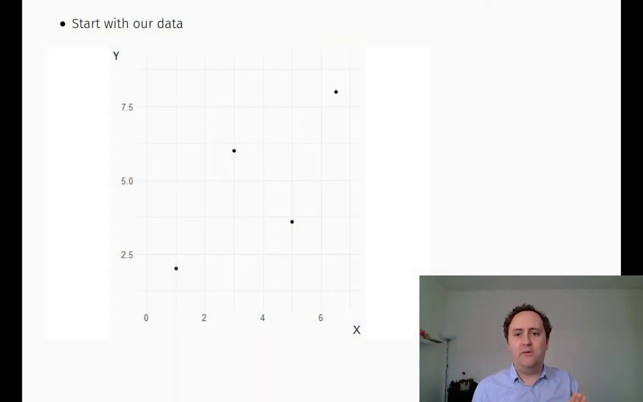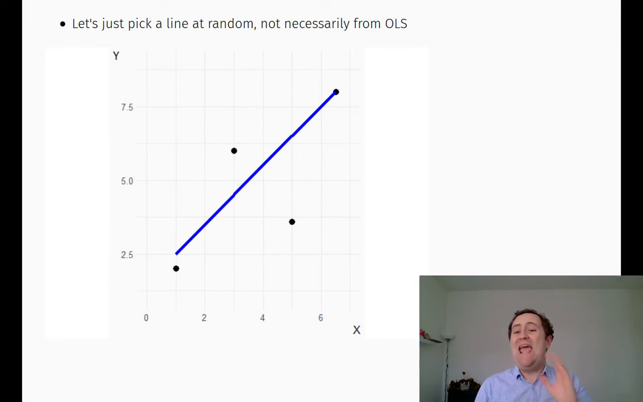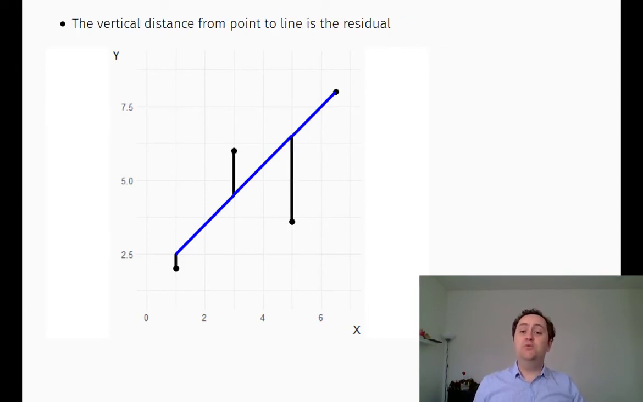So let's take a look. Let's start with some data. Let's just pick 4 points of data. It's going to make it really easy to see what's going on. And we're going to fit an ordinary least squares line to this data. So first of all, let's just pick a line. This is not an ordinary least squares line. I just put a line on the graph there. Now then from here, let's figure out what are our residuals. So the residual is the difference between the actual value and the prediction.